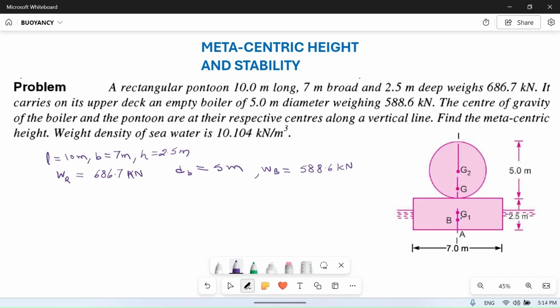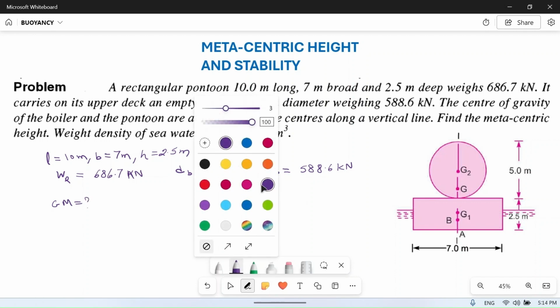The center of gravity of the boiler and the pontoon are at their respective centers. Means its center of gravity is at the center of this rectangular portion, and the center of gravity of this circular or cylindrical portion is at its own center. Find the metacentric height. We have to find metacentric height, so we have to find GM.